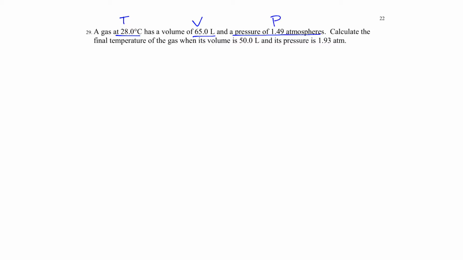And it asks us to calculate the final temperature when its volume is this and its pressure is this. Alright, so the only formula that has two pressures, two volumes, and a temperature would be the combined gas law, P1V1 over T1 equals P2V2 over T2. Same drill as before, we just need to make sure that the units of the 1s and 2s match up, and our temperatures need to be in Kelvin.